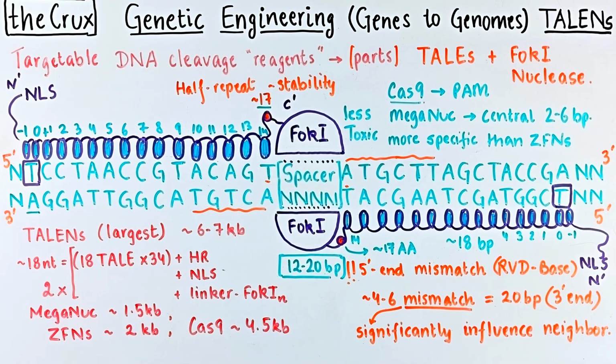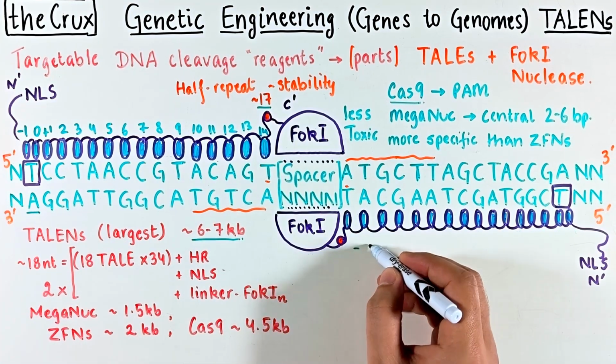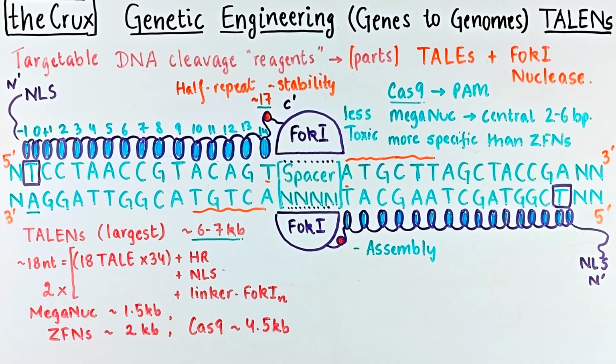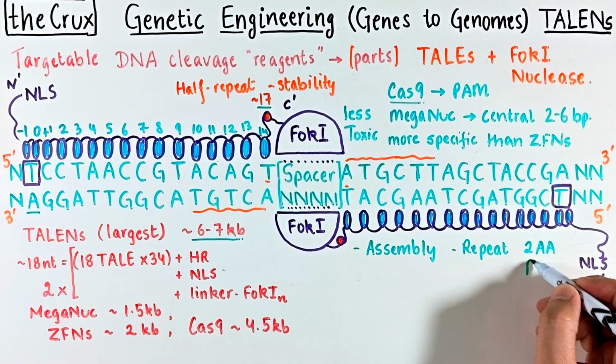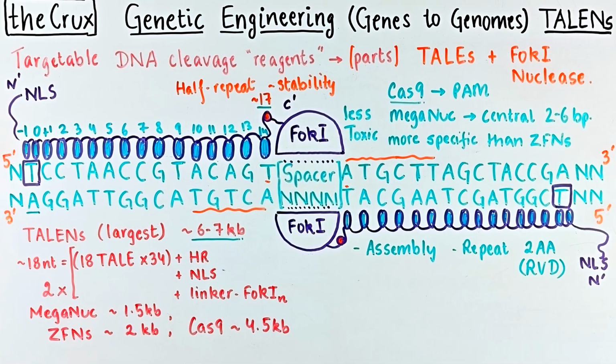The other issue with this large size is its assembly, primarily because TALs are repeated structures, where the only variable portion is the diresidue in each binding monomer. If you have 18 TALs, each TAL is 34 amino acids, which means in total there will be only 36 amino acids that will be different. And assembling such repetitive sequences is not fun.